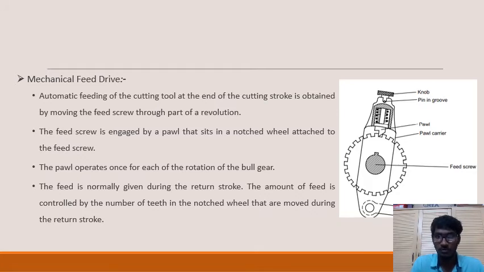During one revolution of the bull gear, the oscillating motion of the bevel carrier moves the bevel forward and back by one or more teeth depending on the feed rate that was set. The oscillating motion is generally obtained by means of a crank pin arranged to make one cycle per revolution of the bull gear. The feed is normally given during the return stroke, and the amount of feed is controlled by the number of teeth in the notched wheel that was moved during the return stroke.